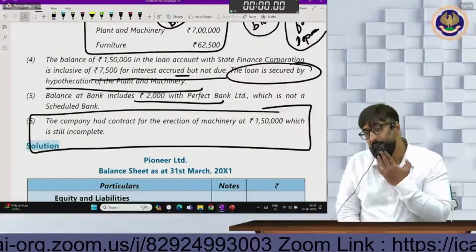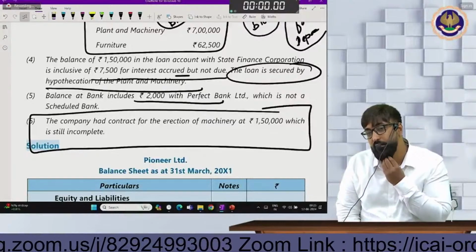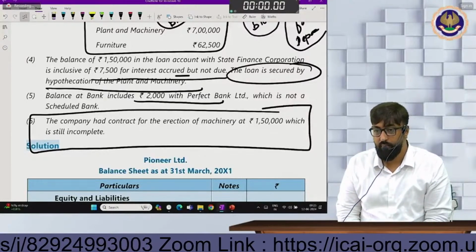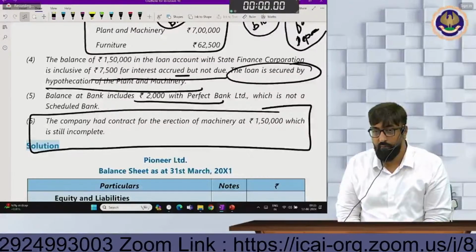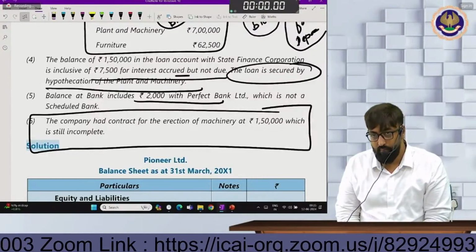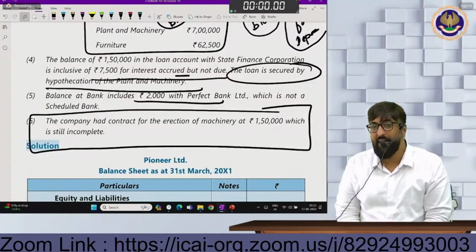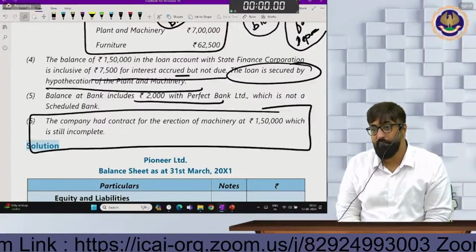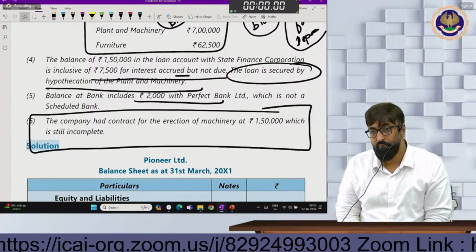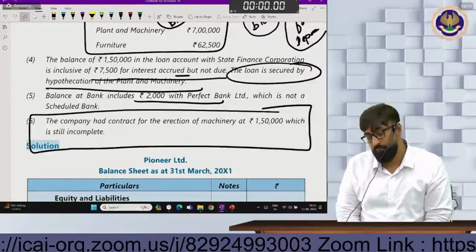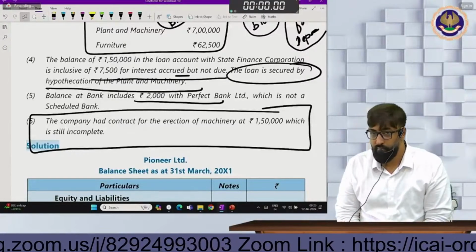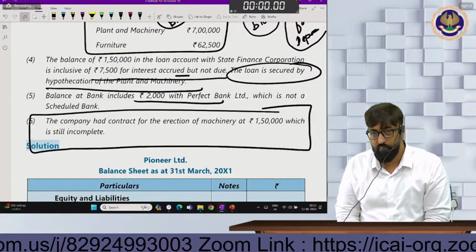Next. The loan is secured by hypothecation. Yes, sir. So we will definitely mention this secured by hypothecation under the long-term borrowings, where we are putting that 1,42,500. Okay. Balance at bank, 2,000. Yes, sir. So this will be shown under cash and bank balances. We'll bifurcate it into scheduled banks and other banks, 2,47,000 minus 2,45,000 and the 2,000 as other bank.